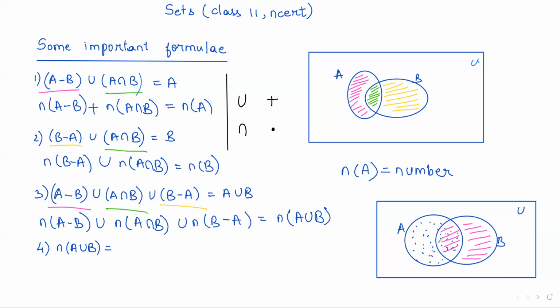Now, by observation, if you want A union B, you'll have to cover both the regions. So let's add the two regions, n of A plus n of B. What happens over here? This region, n of A intersection B, is covered twice. We need it covered only once, so you'll have to remove or subtract it, thereby giving you the formula for n of A union B. So n of A union B is n of A plus n of B minus n of A intersection B.